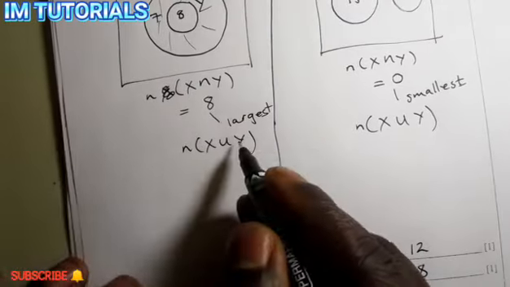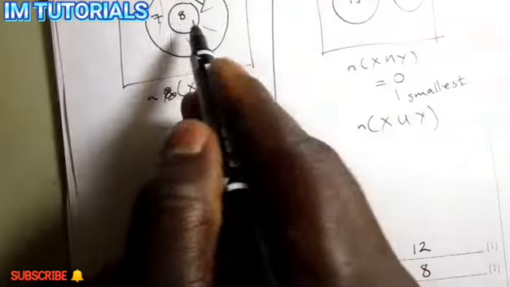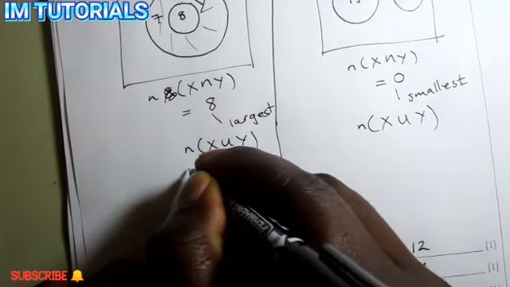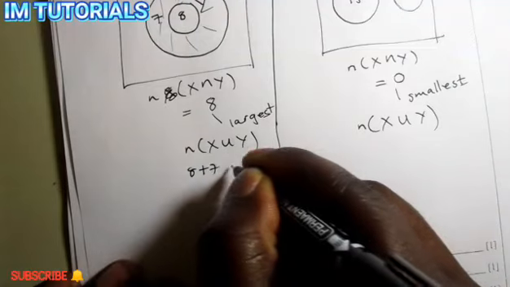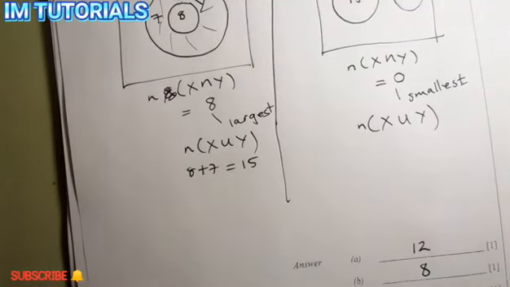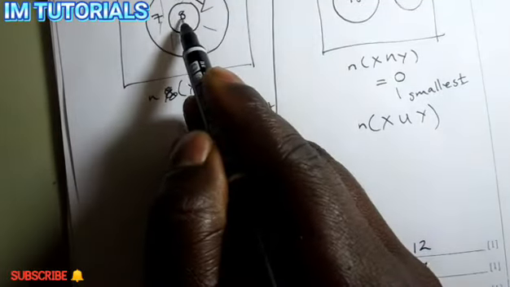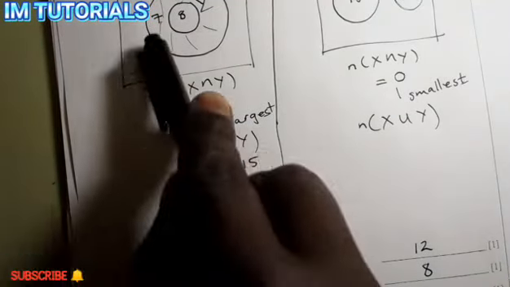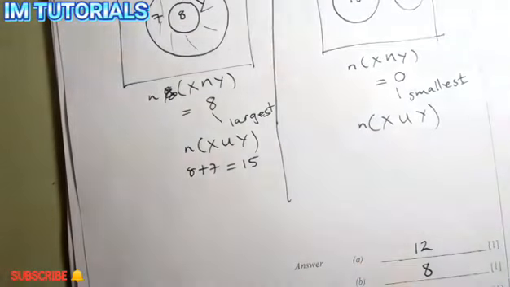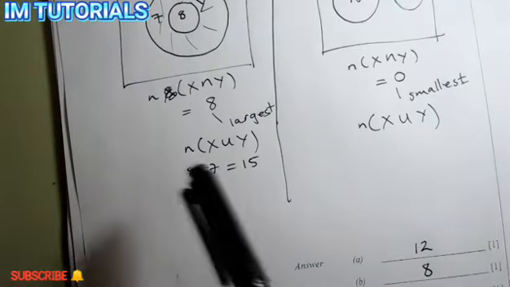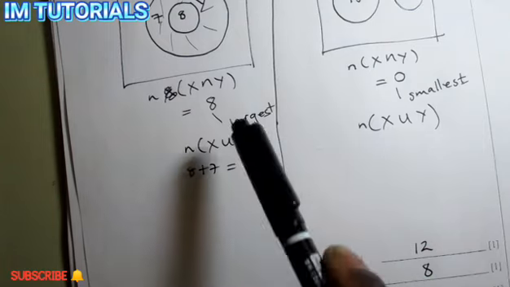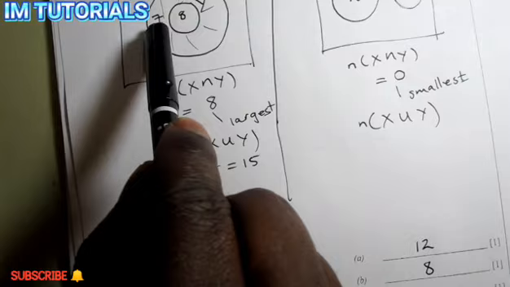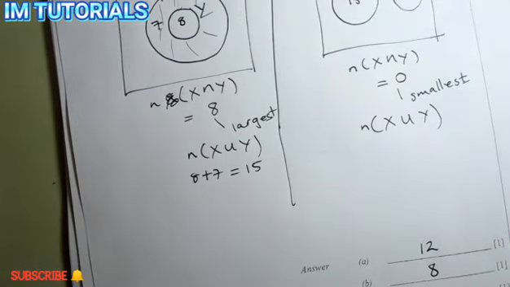So x union y on the left side means I'm going to add 8 plus 7. So 8 plus 7, x union y on the left side is 15. You do not add 8 and 15. Why? Because if you add 8 plus 15, you end up repeating the shaded part of the disk, which is 7. So when calculating the union of x union y, you say 8 plus 7, which gives 15.